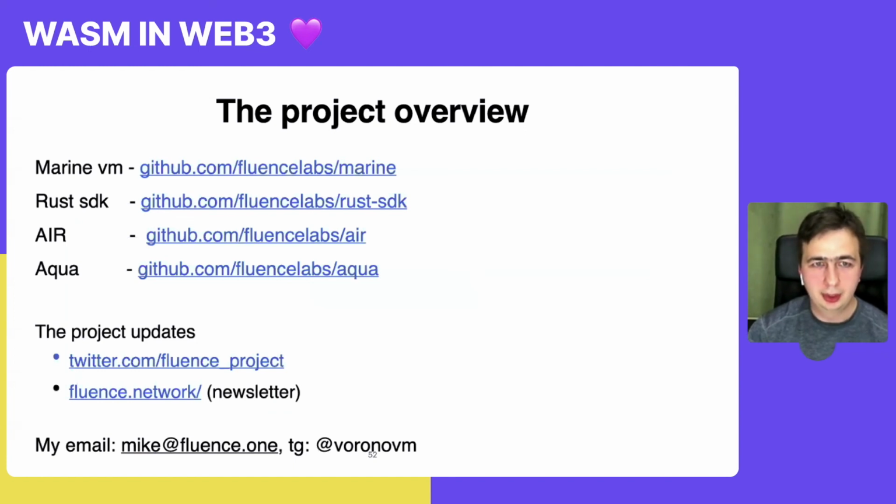Okay, and today I presented several things for which we use WebAssembly in Fluence. I covered the Marine virtual machine. You can find it by this link. Our SDK and tools you can find by the Rust SDK link, and Aqua.